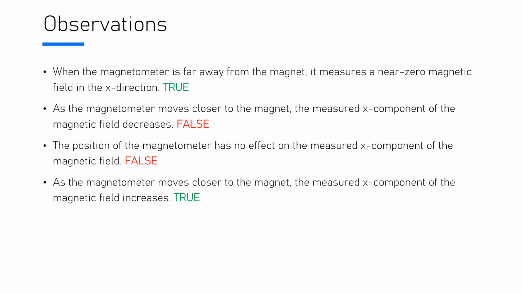After concluding the first part of the experiment, we could say that the magnetometer would give us a value closer to 0 in the x direction as we moved further away from the magnet, and as we moved closer to the magnet, the value of the x component increased.